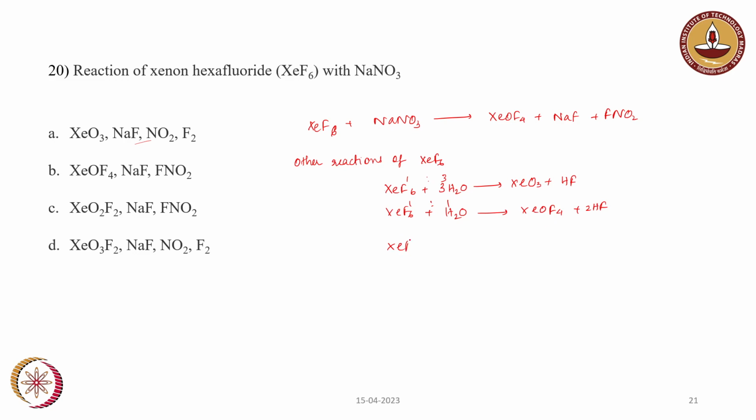Next one is XeF6 reacting with POF3, which will give XeOF4 plus PF5. Another reaction is XeF6 plus 2 B(OTeF5)3 will give XeOTeF5 six times plus 2 BF3.